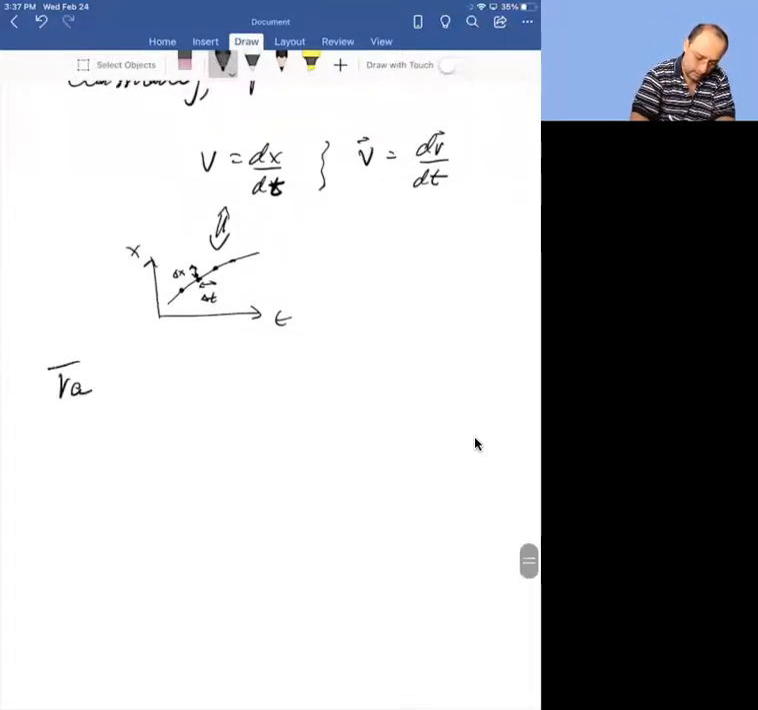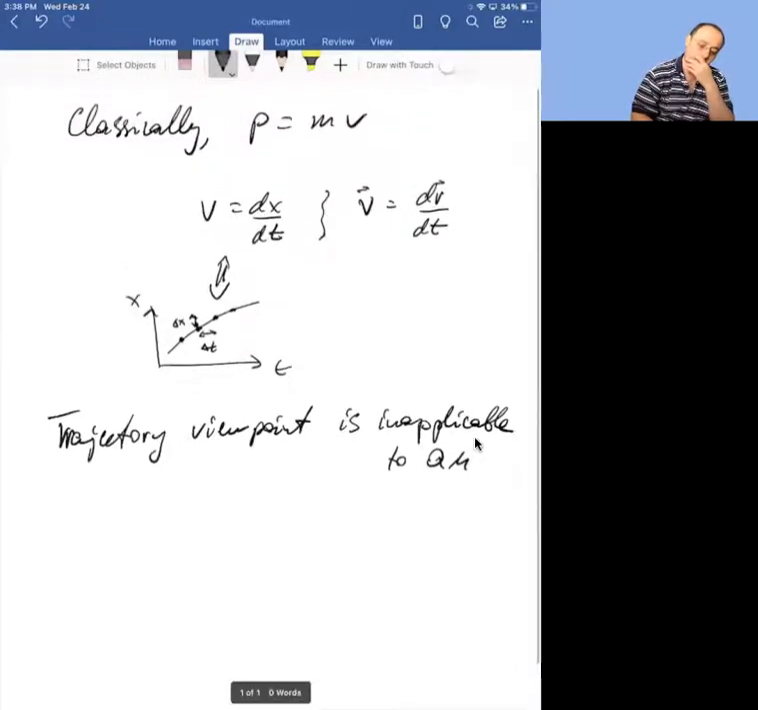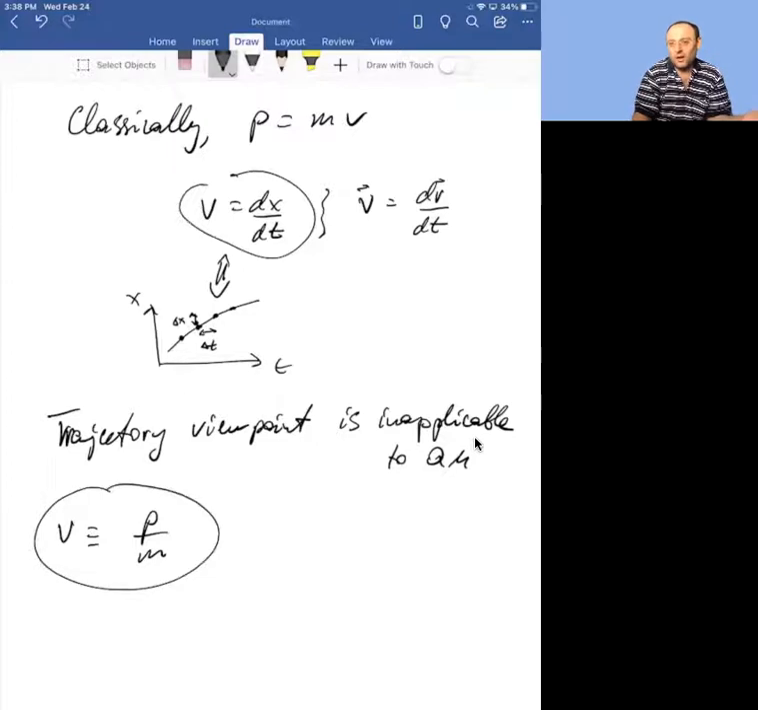So the trajectory viewpoint is inapplicable to quantum mechanics. You see, and therefore you cannot define velocity this way. So what does velocity mean in quantum mechanics? It means nothing but p over m. You can define velocity like that, but it does not mean this. It means this. Like, why would you care to do that? It doesn't contain any more information than momentum does.